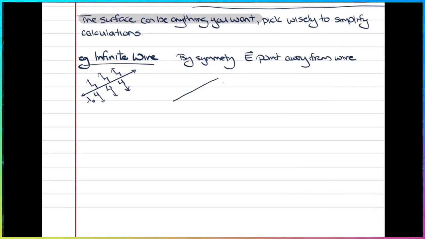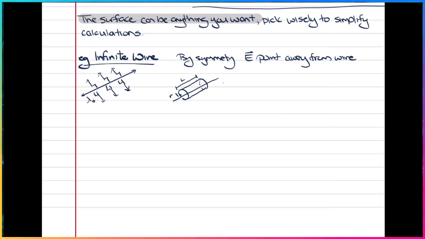So then, what sort of shape helps me in this case? Well, I'm going to draw a cylinder that's kind of centered on the wire. All right, so the wire essentially goes through the center of the cylinder. And this is going to have some radius, little r, and some length, call it capital L.